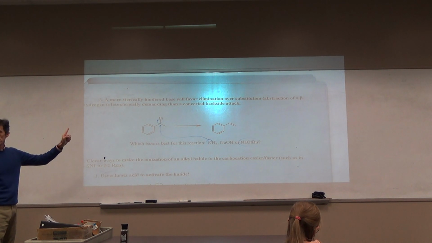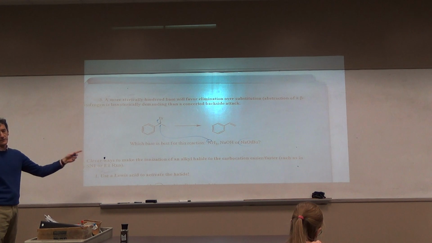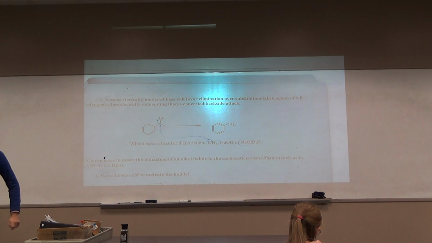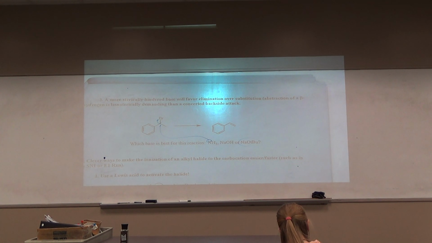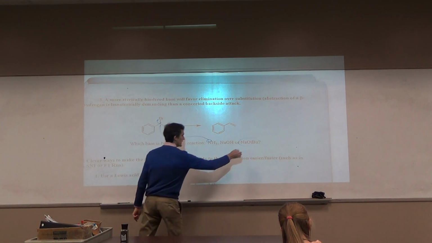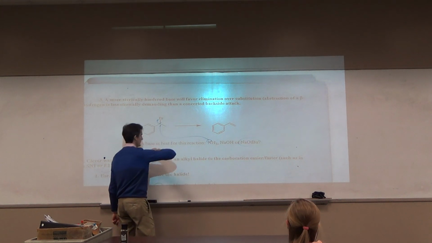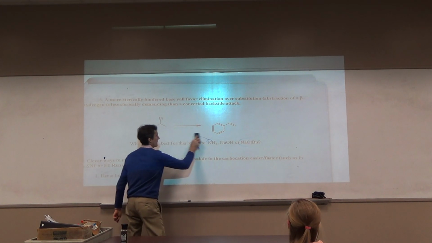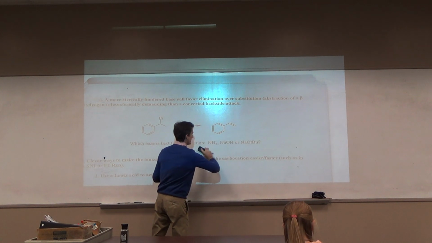The leaving group's on a secondary carbon. If it was on a tertiary carbon, choice of base wouldn't really matter. It's going to do E2 no matter what. But it's on a secondary. You can do SN2 on secondary. So you like to use a more sterically hindered base, so it will only give elimination.